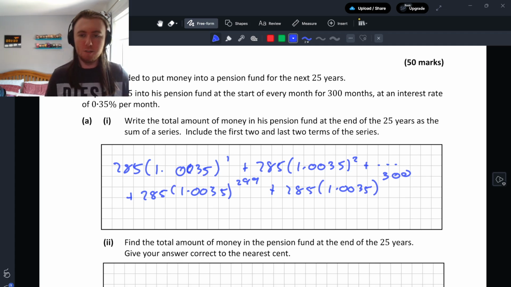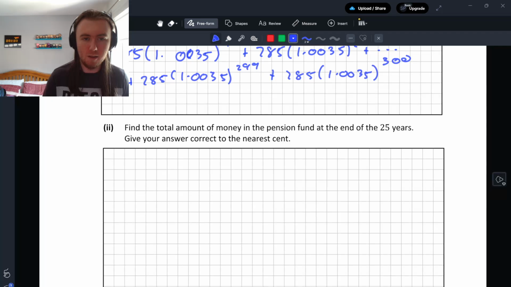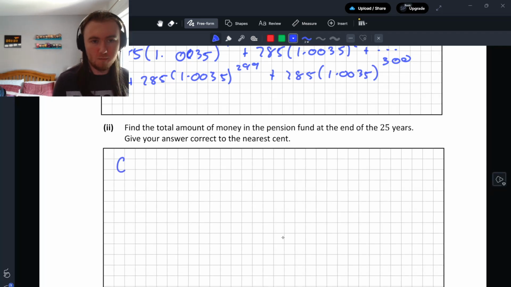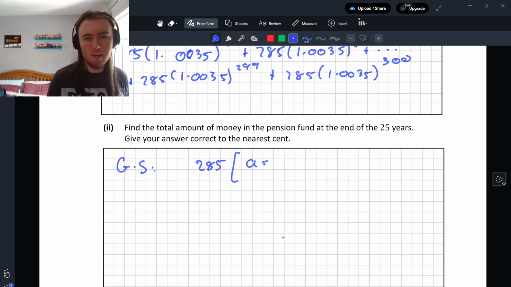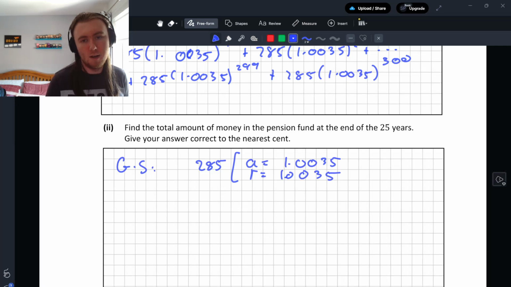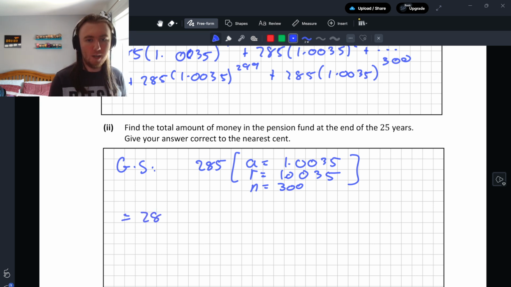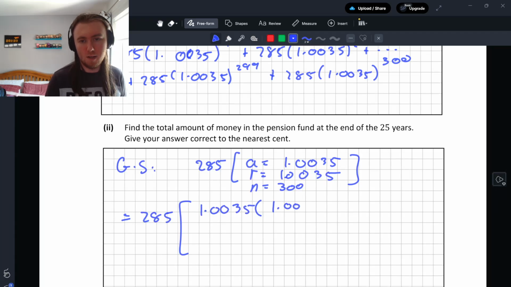Find the total amount of money in the pension fund at the end of 25 years. Give your answer correct to the nearest cent. So it's just a geometric series. It'll just be 285 times this geometric series, where a is 1.0035, and so is the common ratio. And the number of terms is 300. So that's equal to 285 times a times r to the n minus 1 all over r minus 1.